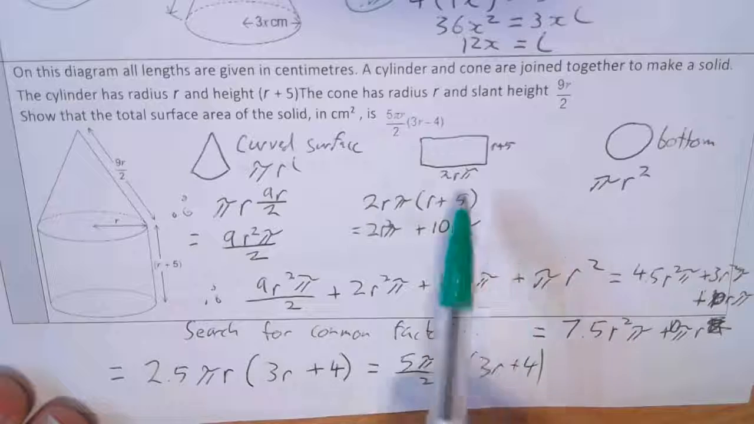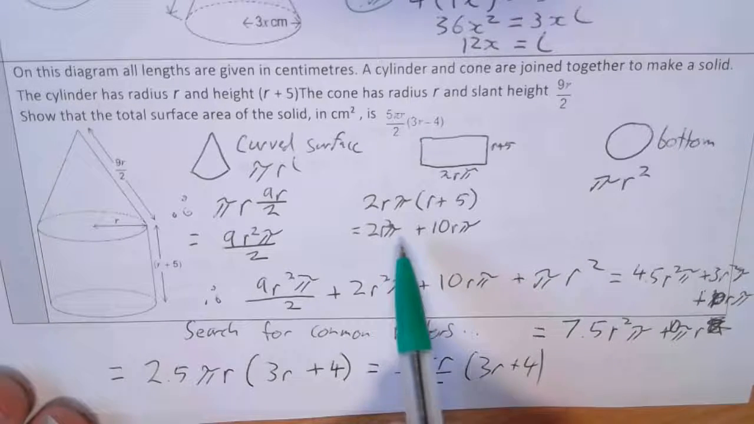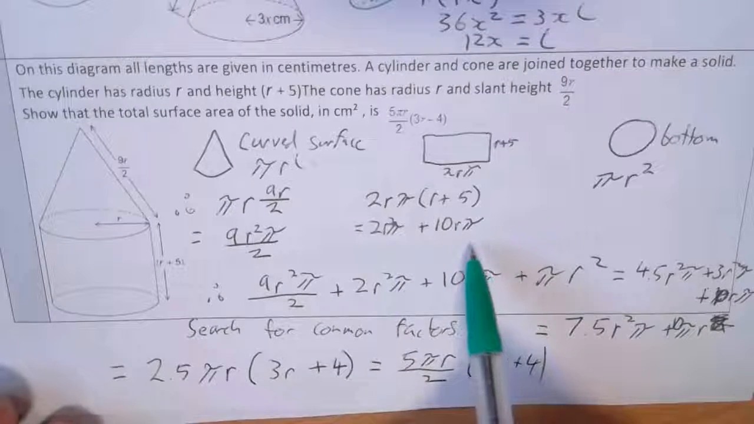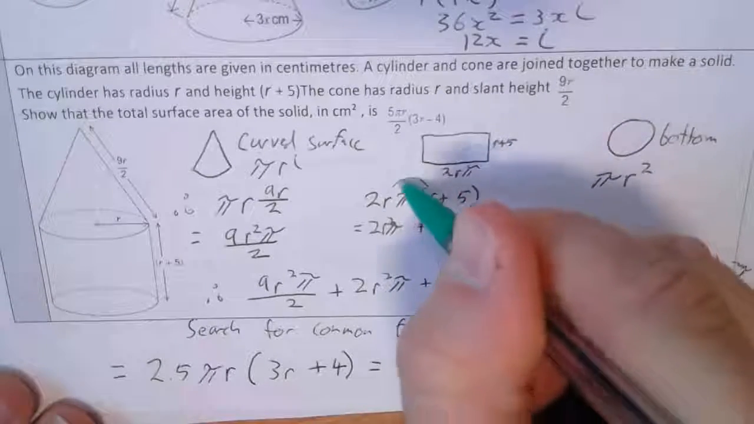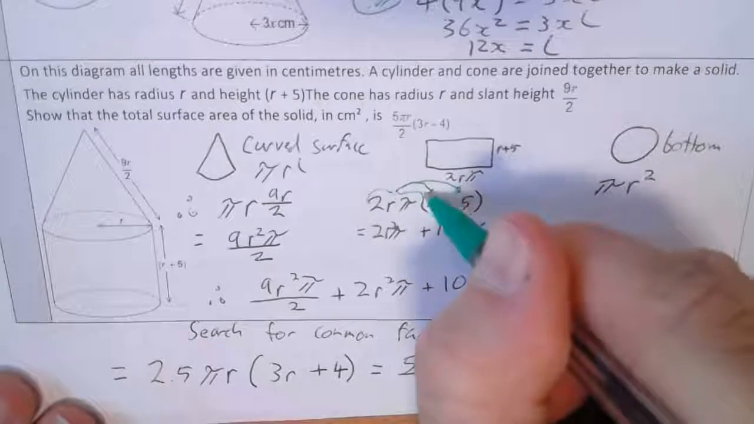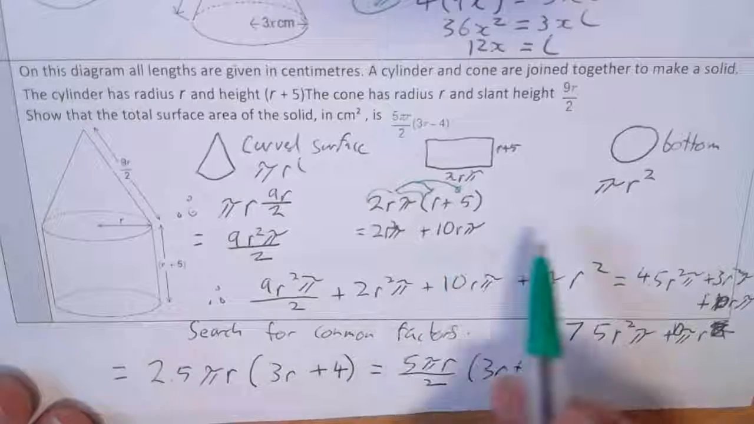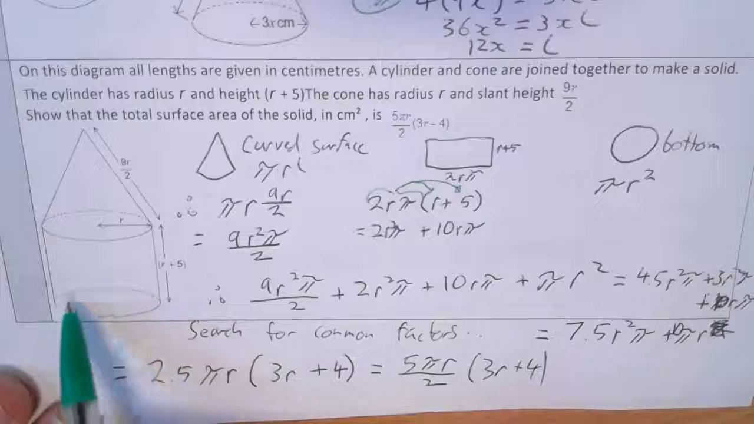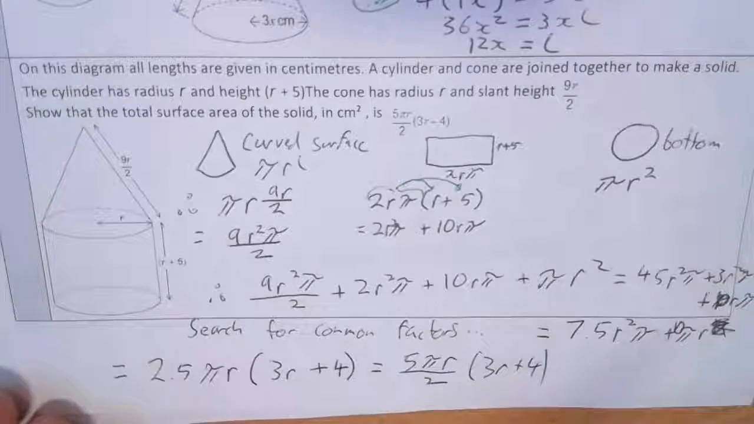So I'm going to multiply those together, and that gives me 2r squared pi plus 10r pi, right? Just expanding out that bracket. All of that times by this, and all of that times by that. Okay? So I've got 2r squared pi and 10r pi. And then, don't forget the bottom part here, because if it's the surface of the solid, it includes this bottom part, the circle on the bottom, and that's just pi r squared.